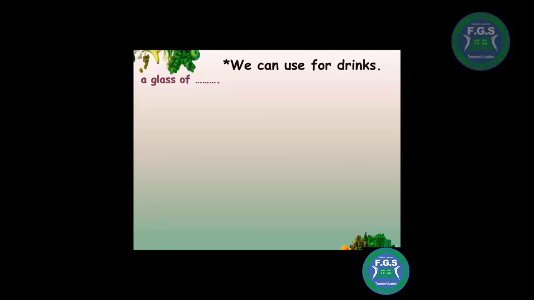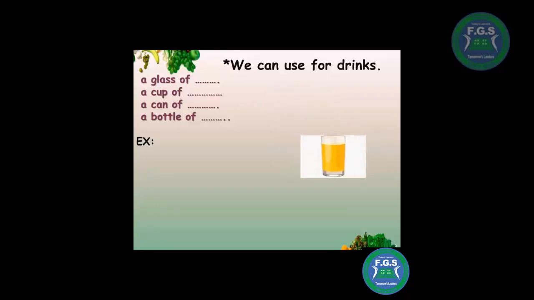For example, the juice or water or milk, we can't count them, so we can add some words before it. For example, a glass of, a cup of, a can of, a bottle of. So we have a glass of, for example, a glass of juice or milk, a cup of tea or coffee, a can of, for example, cola or lemonade, a bottle of water or milk.